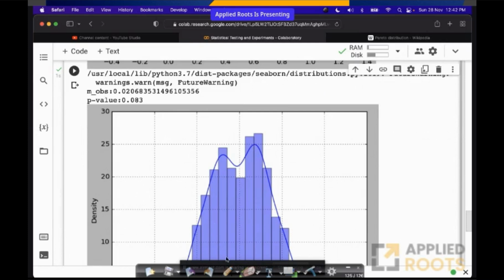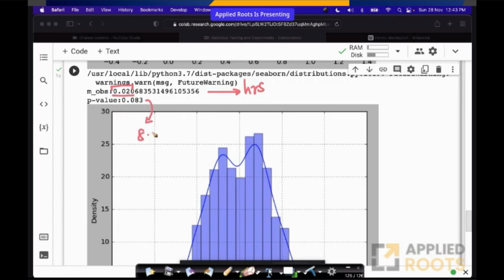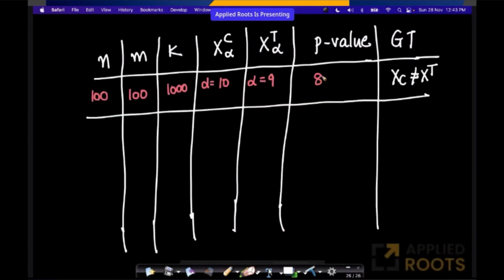Then our observed value that we got. Look at this. Our observed value is 0.02. This is m observed. So let's remember this. Your m observed is 0.02. Let's say this whole data is not in minutes but in hours. Your p-value that you got is 0.083, which means it is 8.3%. That's the p-value that you got. So let's write down the p-value here. The p-value that you got is 8.3%.